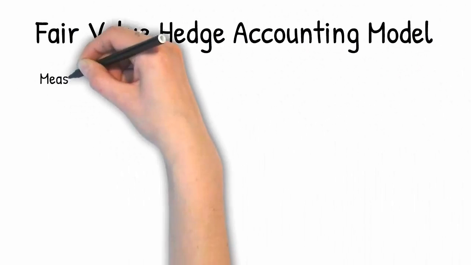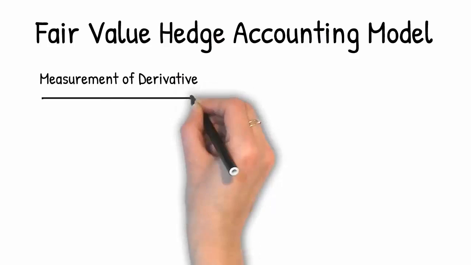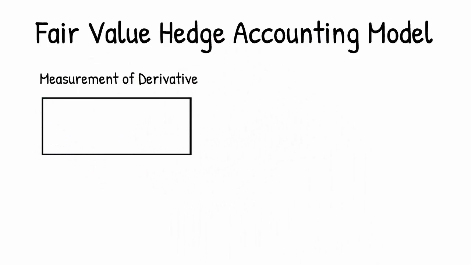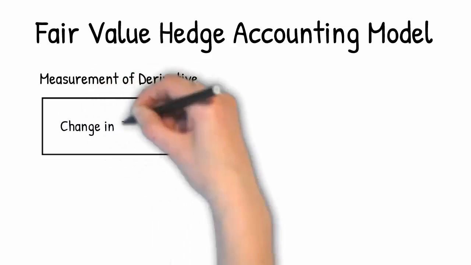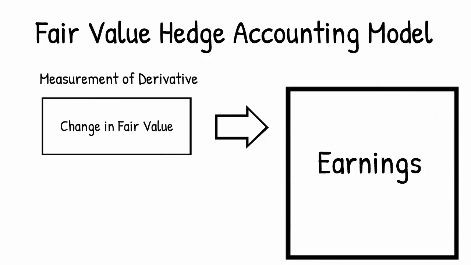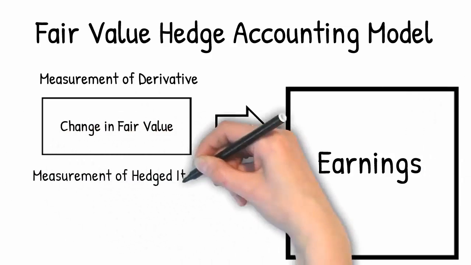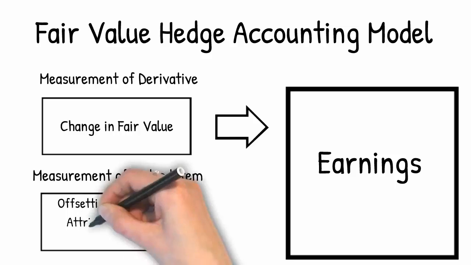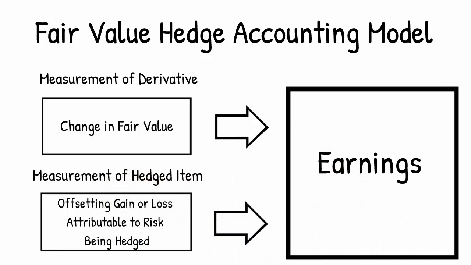A derivative is always accounted for at fair value on the balance sheet. If the derivative qualifies and is used in a fair value hedge, the gain or loss on the derivative instrument is recorded in current earnings. The change in fair value of the hedged item attributable to the risk being hedged is booked as an adjustment to the asset or liability and is also recorded in earnings in the same accounting period.